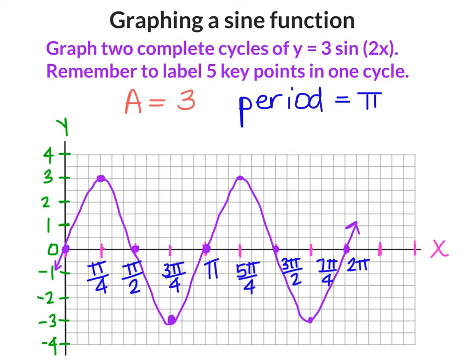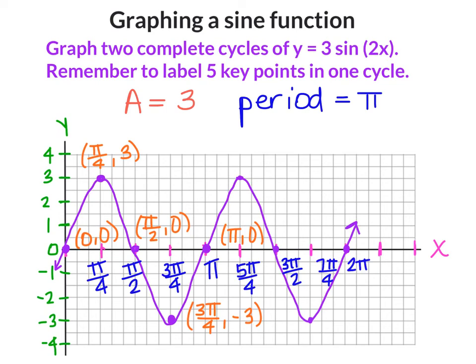Now the only other thing that I have to do is label 5 key points, and I'm going to take the first cycle because that's always a little bit easier for me. So it's going to be that point, that point, that point, that point, and that point. So let's label them and call it a day. All right, so here are my 5 key points labeled, and that's going to do it for this problem.